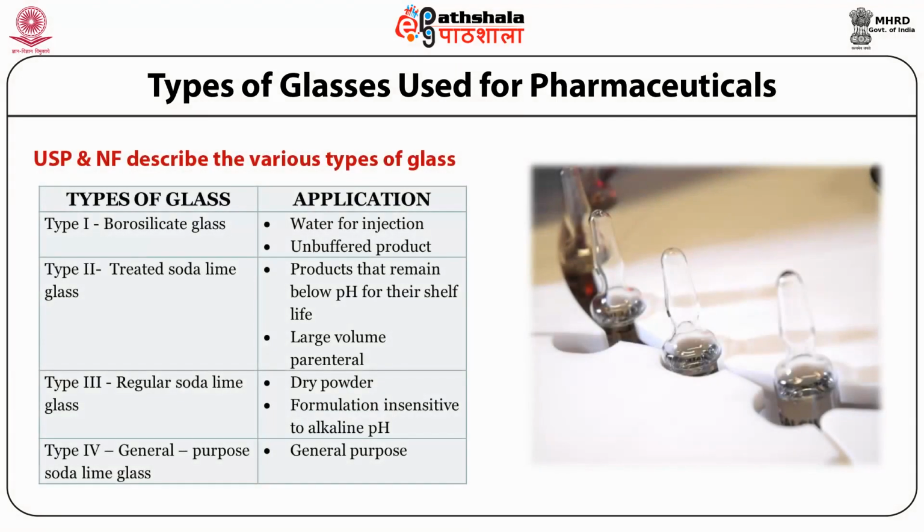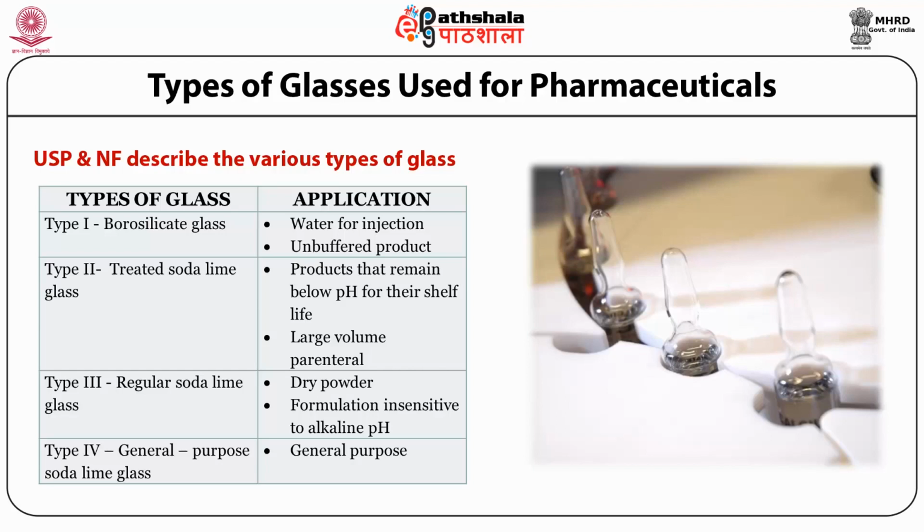USP and National Formulary (NF) describe the various types of glasses and their applications in pharmaceuticals. Type 1 borosilicate glass is generally used for packing water for injection and unbuffered products. Type 2 glass is generally used for packing products that remain below pH 7 for their shelf life, and large volume parenterals.